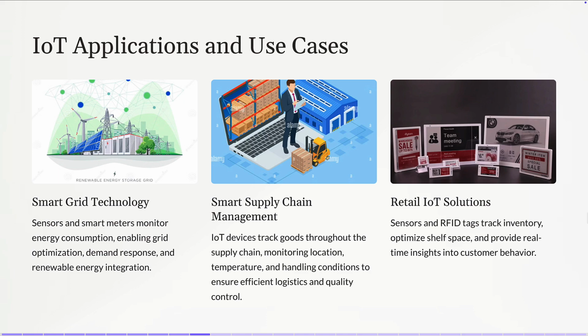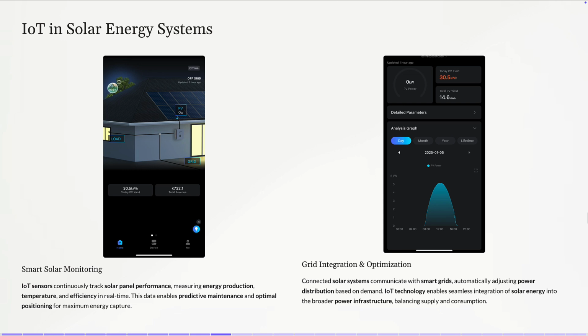Okay, smart grid, smart supply chain management, retail IoT, all of these are other types of IoT applications. So look, this is a real example of a mobile app that is providing the energy produced by solar panel in a mobile phone.